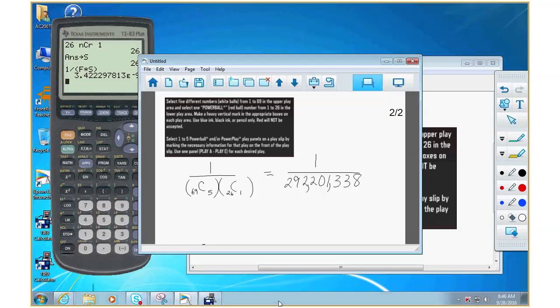That's also, in scientific notation, 3.422297 and so on, and 1, 2, 3, 4, 5, 6, 7, 8, 9.